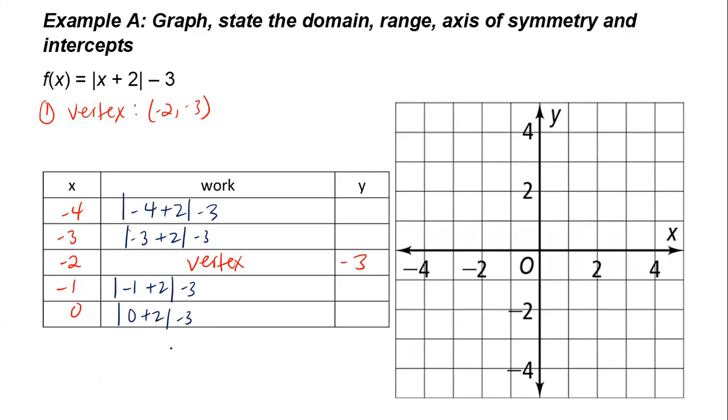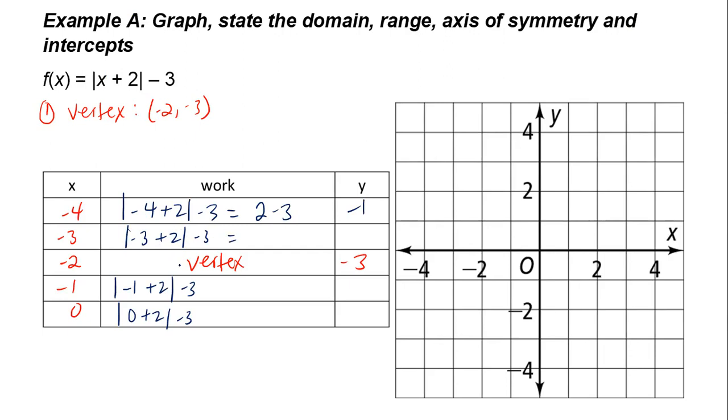How do we feel about substituting in? Now we're going to evaluate to find our new outputs, right? Our output. So starting, absolute value, -4 plus 2, -2. Absolute value of -2 is 2. So we have 2 minus 3. So what is our y? -1. With me?